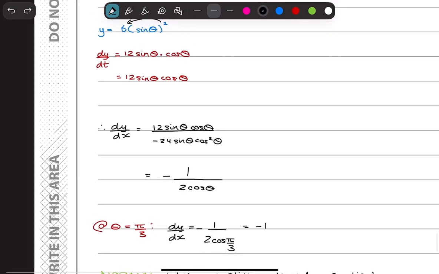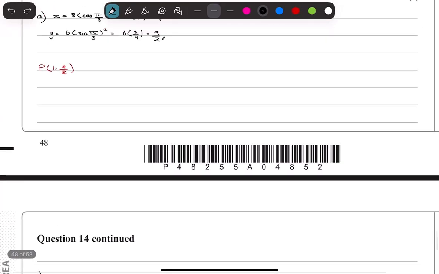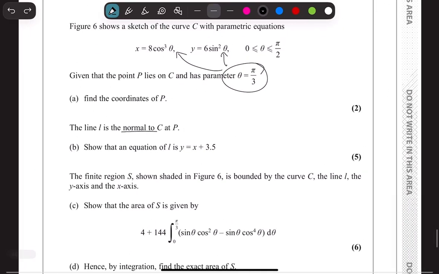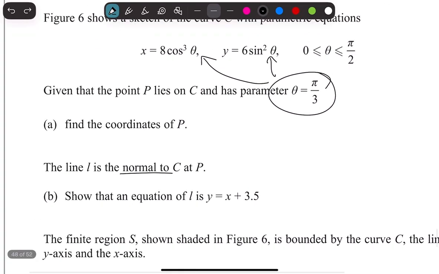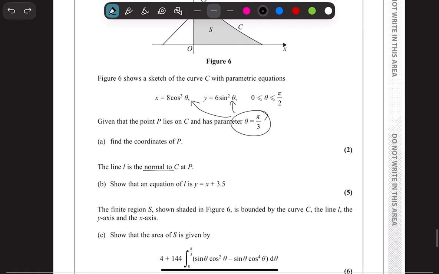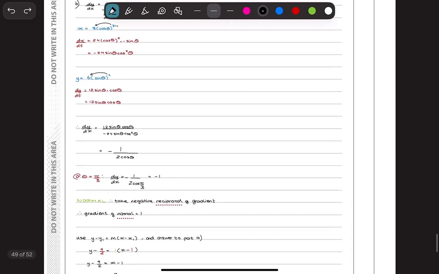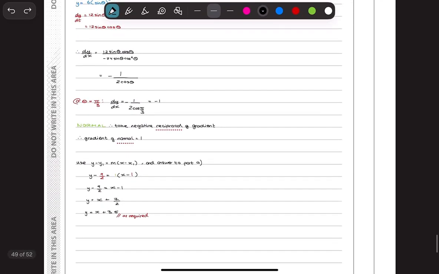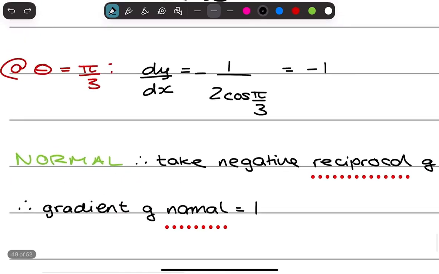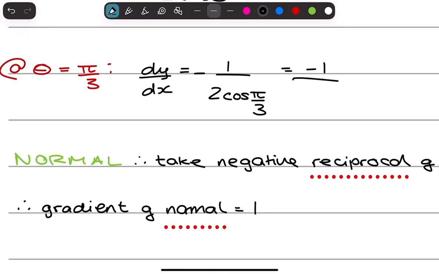So once we've got our differential, the next thing to do is to plug the value of theta into the differential, and we've got the information here that point P lies on C where theta equals pi over 3. So all we need to do is sub in pi over 3 into our dy over dx. So when we do that, all we get is minus 1, nice and easy.